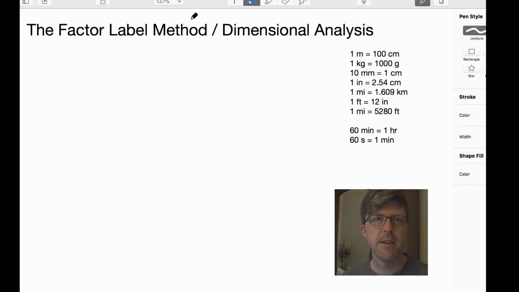Hi, it's Mr. Clegg, and today I'm going to be teaching you a way to convert units. It's called the factor label method or dimensional analysis. So here we go. All right, so let's say you want to convert units.